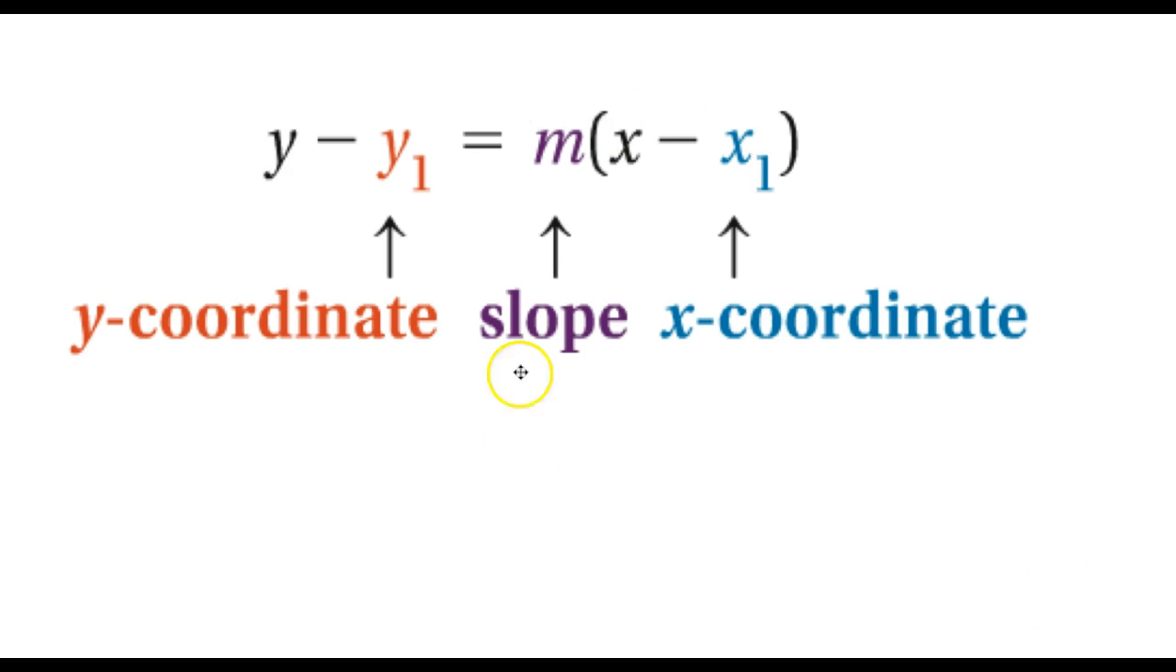So this is how a textbook typically presents it, where x1 and y1 here are one known point on the line, m is the known slope, and then x and y right here can be any other point that's on that line.